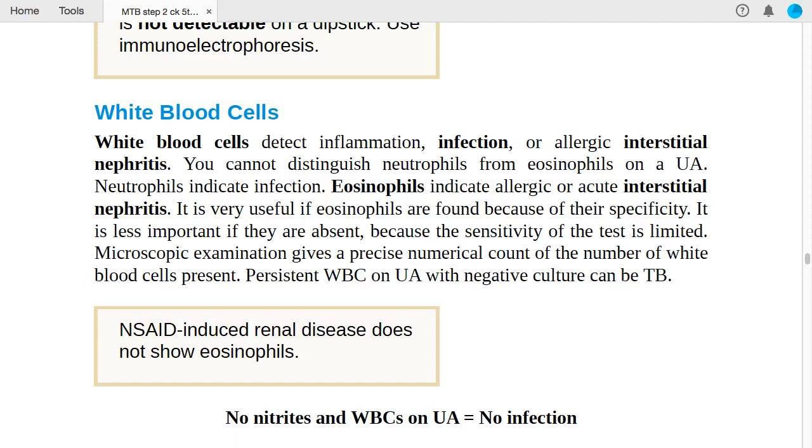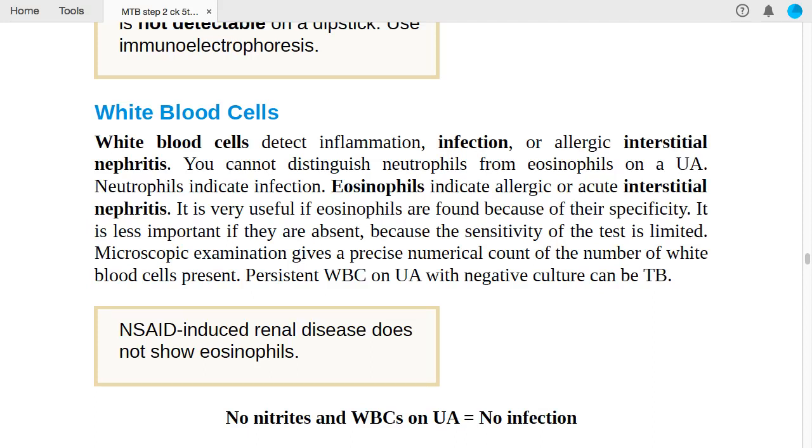Microscopic examination gives a precise numerical count of the number of white blood cells present. Persistent WBC on urinalysis with negative culture can be TB. So this is just for our knowledge that if you continuously see an increased number of WBCs on urinalysis, but you don't see anything on culture, that is a negative culture, despite the continuously increased WBC count, we can always think of TB. So that's an important point here.